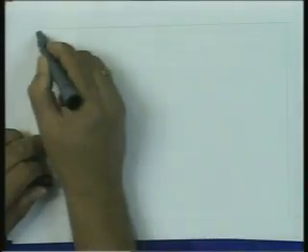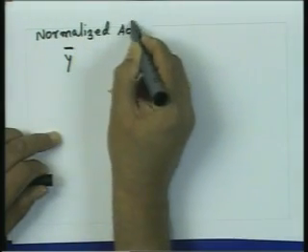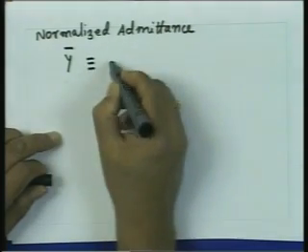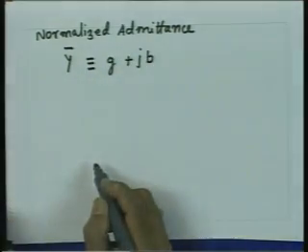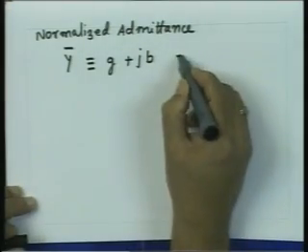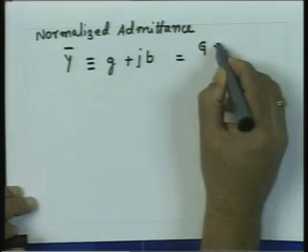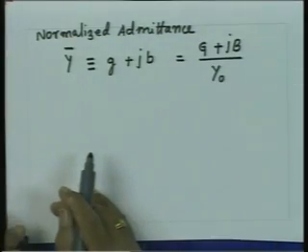Let us say the normalized admittance is denoted by small g plus jb. So, y bar, which is normalized admittance, let us denote that by the conductance plus the susceptance, which is jb. This is same as the actual conductance plus the actual susceptance divided by the characteristic admittance y naught.